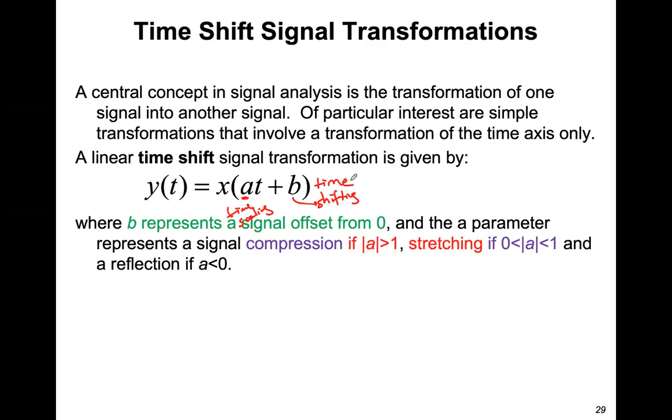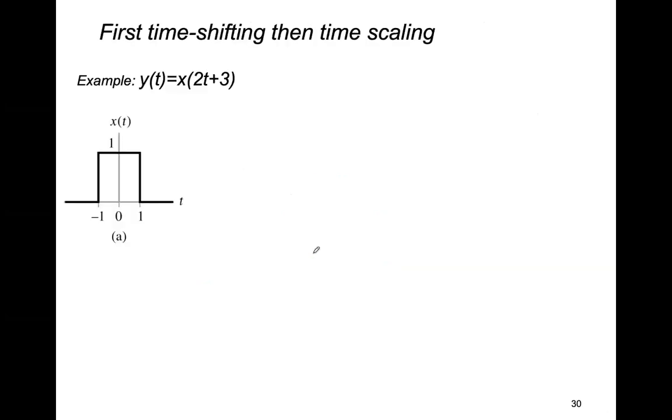Okay, so I talked to you about these. If A is less than 0, it's called reflection. If A is between 1 and 0, then it is stretching, or expanding the signal. If A is greater than 1, then it is compression. That means squeezing the signal, making it faster. Okay, these are critical things.